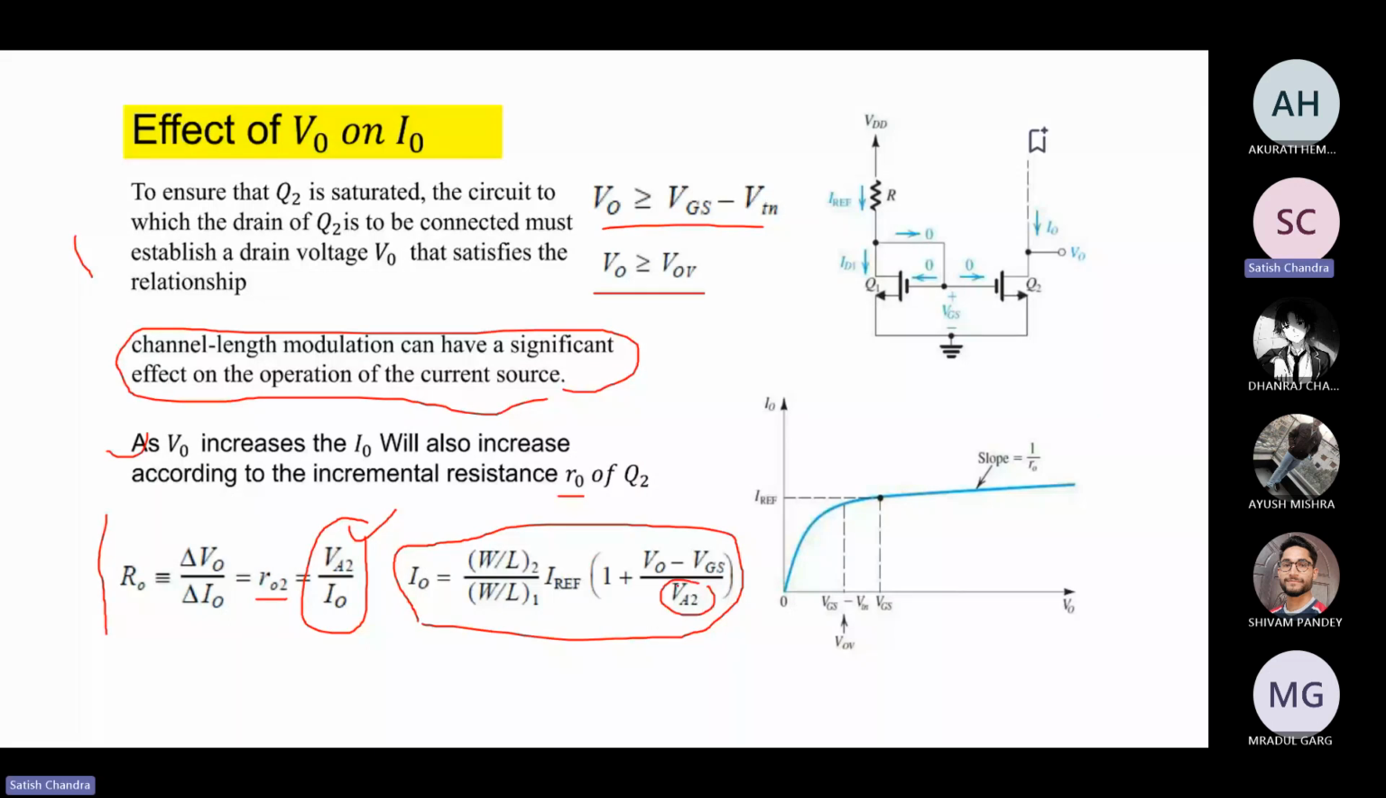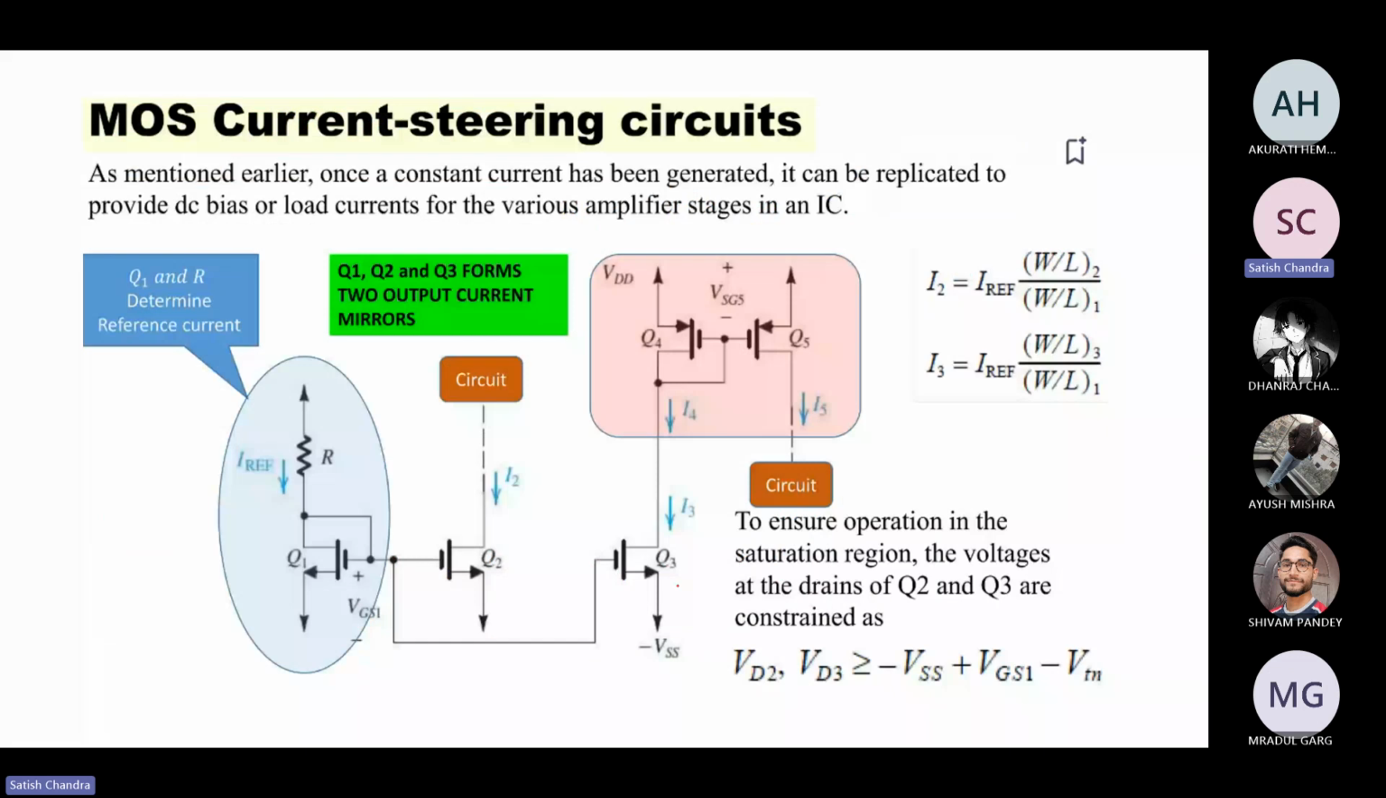Now we come to the current steering circuit. It is nothing but the same thing. If we have the same kind of concept, with similar matched transistors utilized, then we can see a steering circuit is going to be formed. If two different types of MOS current mirror are there, then this particular thing is going to work as a current steering circuit. It can be applied to provide a DC bias and load current for the various amplifier stages in the IC.